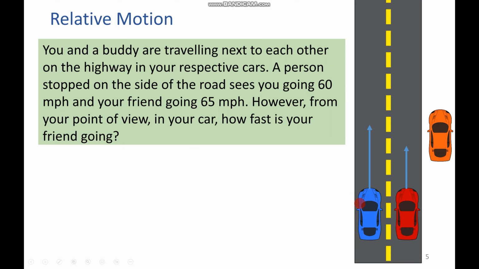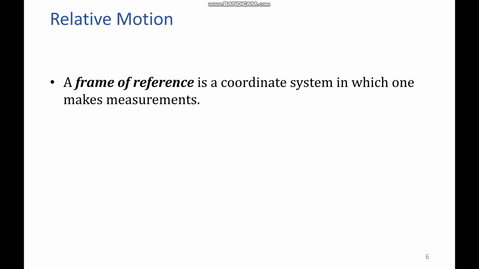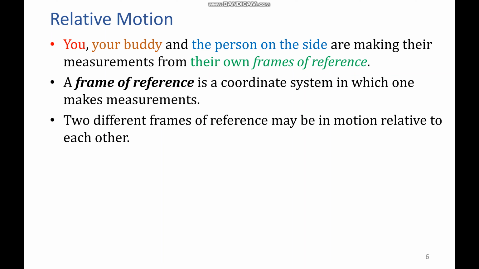But if you're in your car and you look over at your friends, what are you going to see? You're going to see something different. You're not going to see those 60, 65 values. And how do we describe this difference? Well, we use something called a frame of reference. You, your friends, and the person on the side of the road are all making your measurements from your own frame of reference. And all a frame of reference is, is a coordinate system in which you're making these measurements.